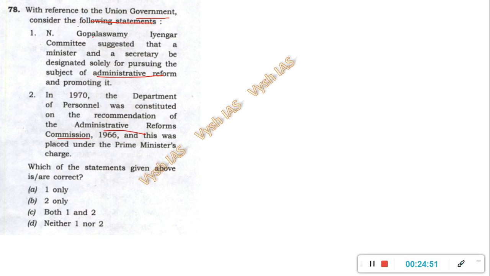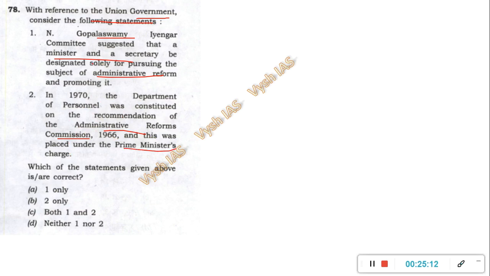Okay, so here Gopal Swami Iyengar suggested that a minister and a secretary be designated solely for pursuing the subject of administrative reform. Meaning he suggested something like this, is what they are telling. Then in 1970, the Department of Personnel was constituted on the recommendation of this ARC Commission of 1966, and this was placed under the PMO, the Prime Minister's charge.